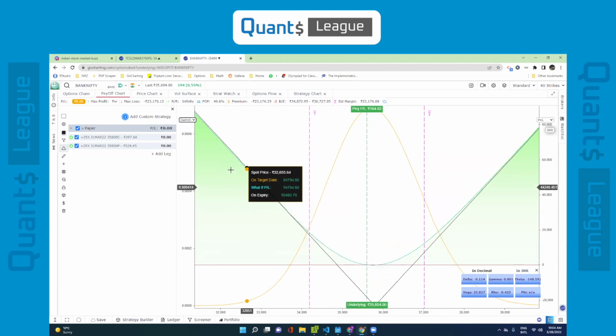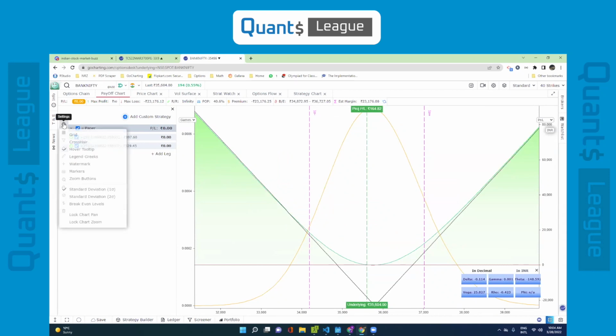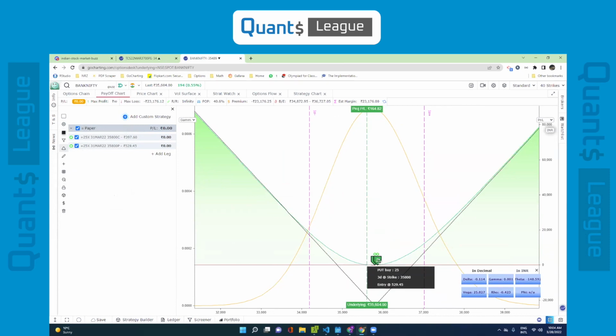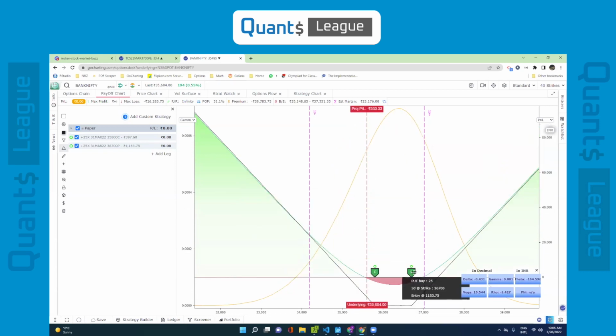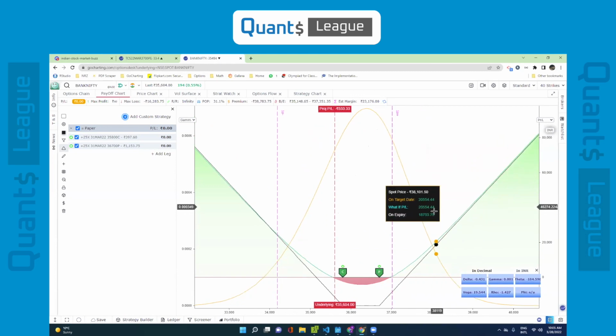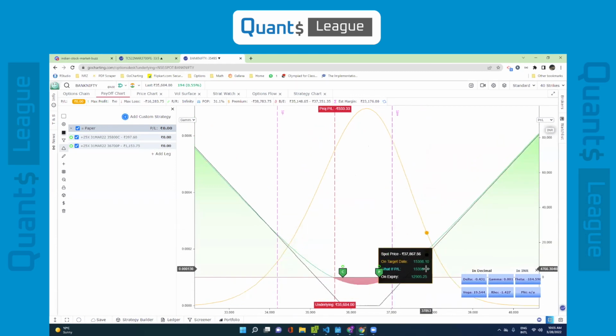Now if I want to go a little more deep and understand what are the exact positions I've taken, I go to settings and I go to markers. Once I click on markers, it gives me all the positions that I've taken on the chart itself, which is basically a put and a call, and I can drag them and make changes to my position, to my paper trades, if I want to analyze what happens if I move it one strike up or down. So I can directly do it from the chart itself. I chose to move my put position, and automatically my entire payoff chart changed.